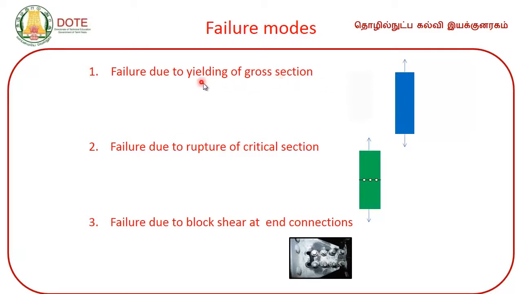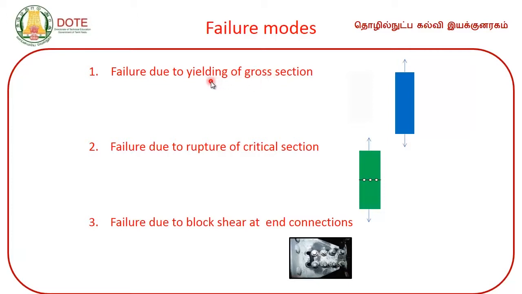And always remember gross section is denoted by the letter Ag, A suffix g, and that is associated with yield stress. Wherever the area of gross section comes, you can blindly say that it fails by yielding stress. So, you can put Fy. So, yielding is denoted by Fy and gross section is denoted by Ag. You cannot split this one, gross section Ag and yielding stress Fy.